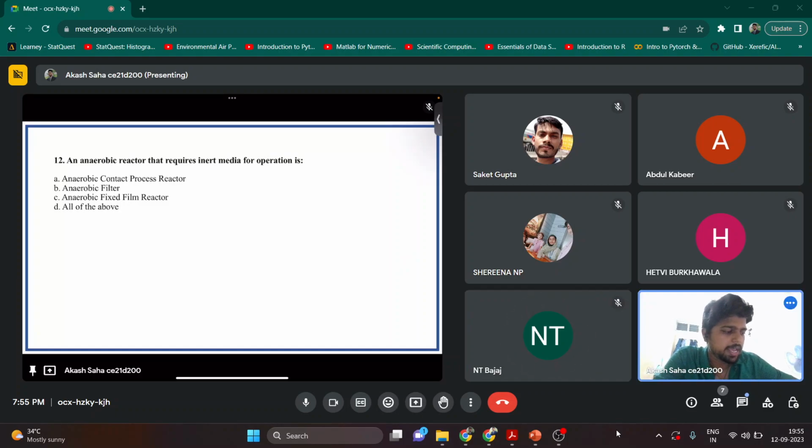The next question. An anaerobic reactor that requires inert media for operation: which of the following anaerobic reactors requires a media? A, anaerobic contact process, anaerobic filter, anaerobic fixed film reactor, or all of the above. Which ones require an inert media for their operation? We have seen various types of anaerobic reactors. So which of these requires an inert media?